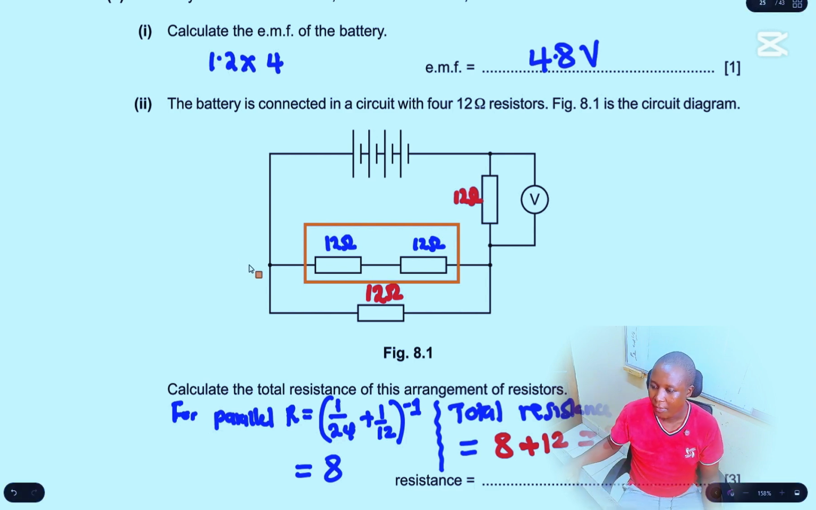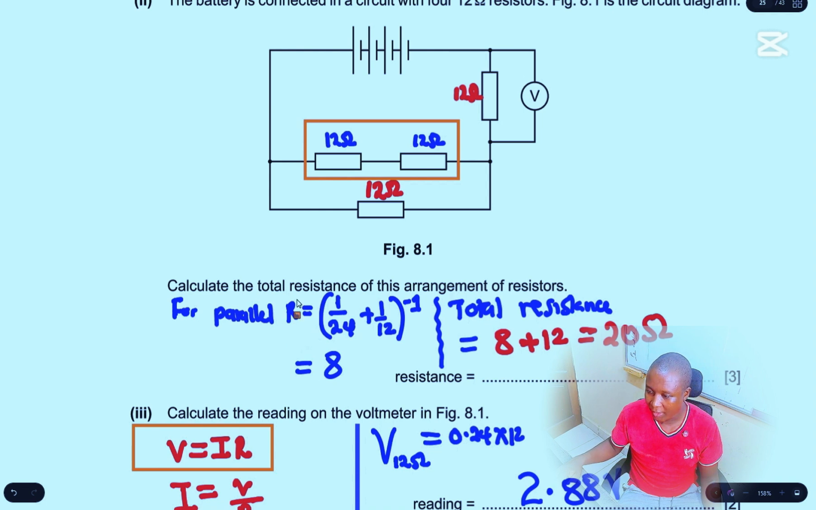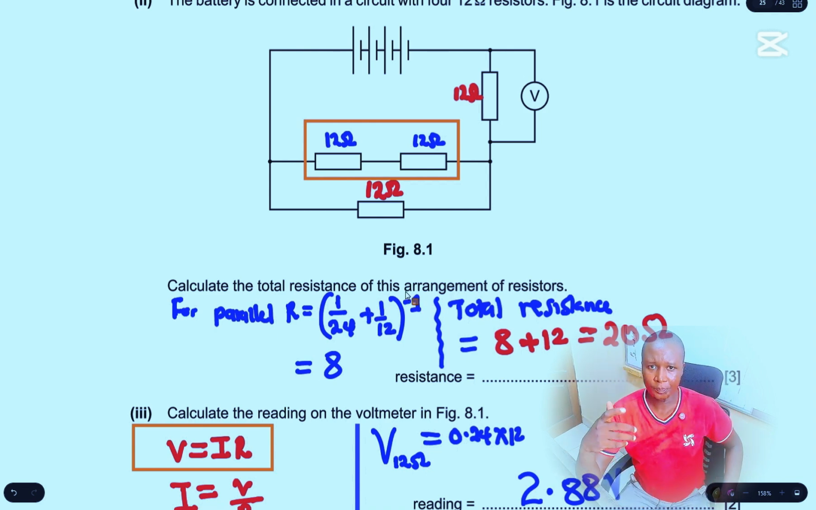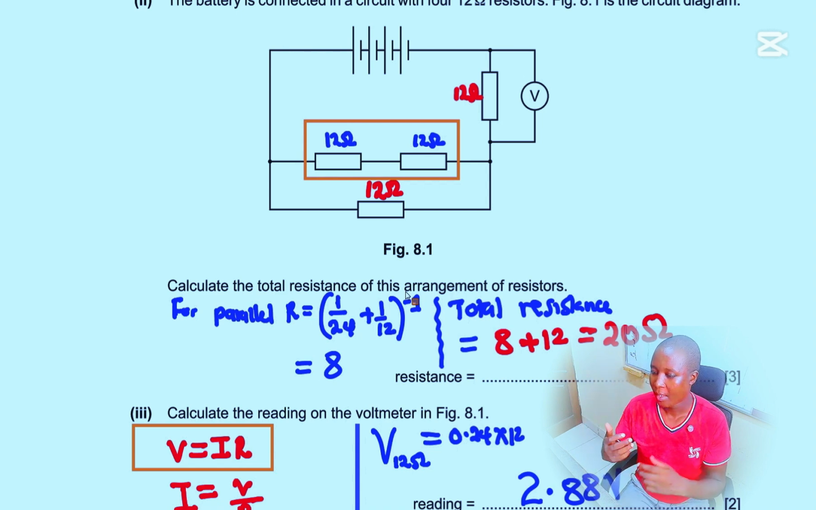So which means this one of 24 and this one will be in parallel. So for total resistance in this parallel setup, we shall say (1/24 + 1/12) raised to power -1. Anytime you are going to work out total resistance when they are in parallel, you add 1 over each of the resistances, then close the bracket, raise to power -1, and that is going to give you the effective resistance when they are connected in parallel.